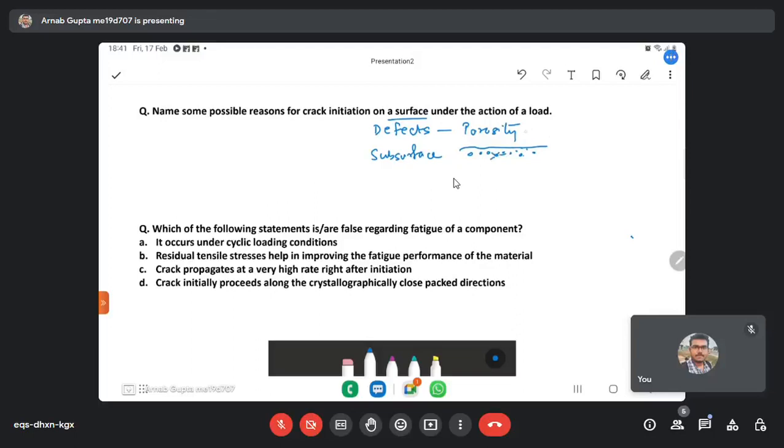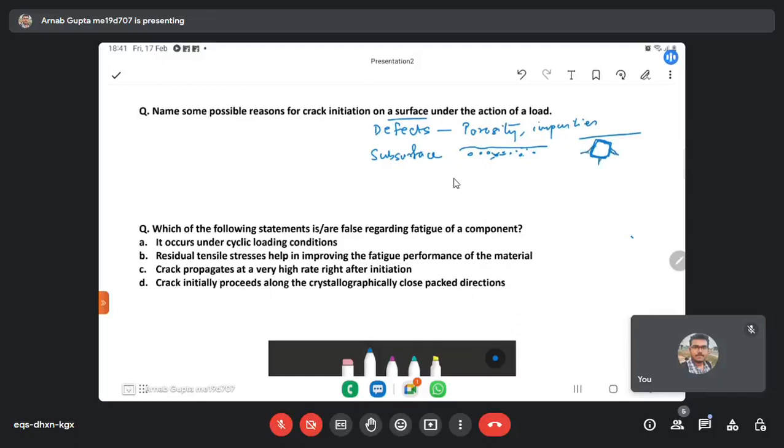So porosity, then impurities. So what happens if you have an impurity and a different phase here? So at the boundary, you have a high surface energy region. So there are chances that the crack initiates from this boundary.